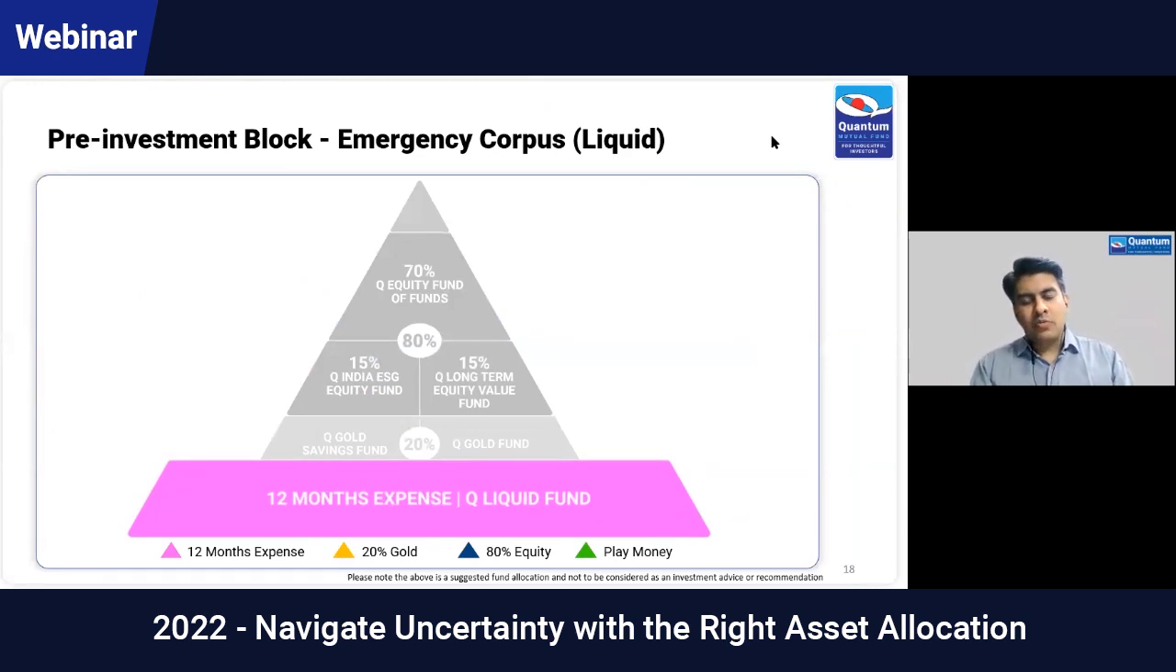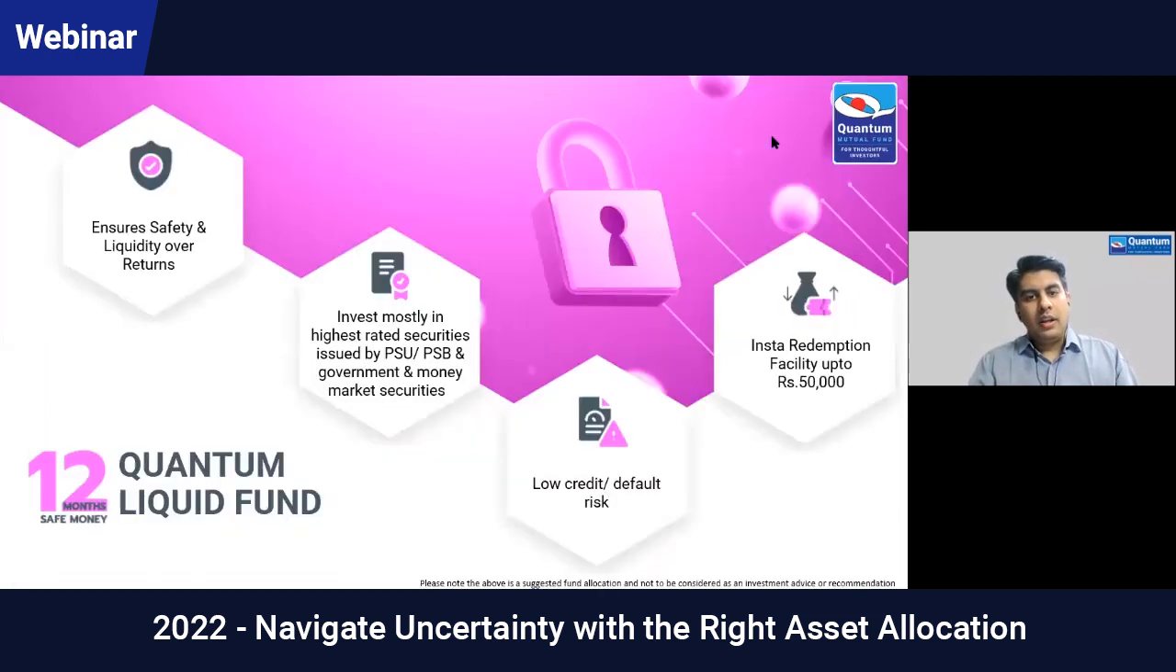So this is what many call as emergency corpus. This has to be very, very safe. The quantum liquid fund does not take a risk on credit exposure, except PSU, very select PSUs it invests into, or it's largely in government securities. So that is the kind of thing, a liquid fund which does not take risk, and therefore that could be that 12 months expenses lying in a quantum liquid fund. Quantum liquid fund will ensure always safety over returns. It has very, very low credit or default risk.